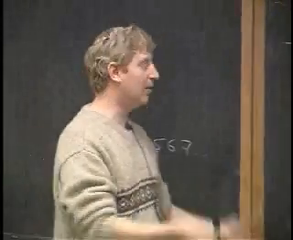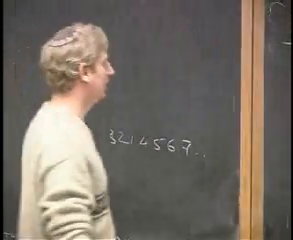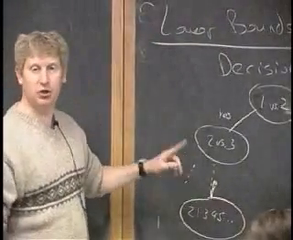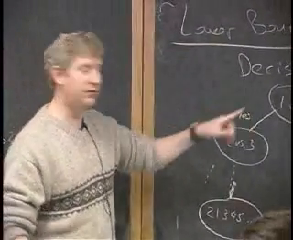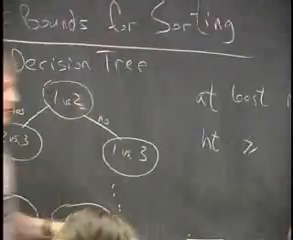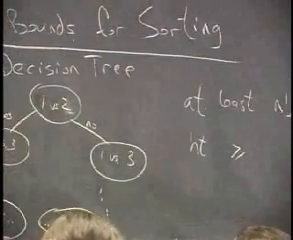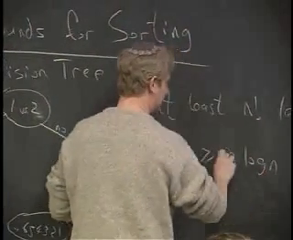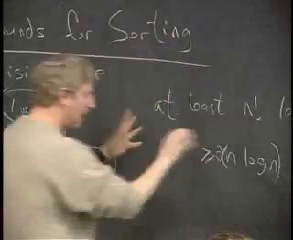So I have to show you, now we're back into math land, if we weren't there for the last 10 minutes, that in a tree with n factorial leaves, the height is at least as big. The height of the tree means the longest path from the top to the bottom. The height is at least as big as some constant of n log n.